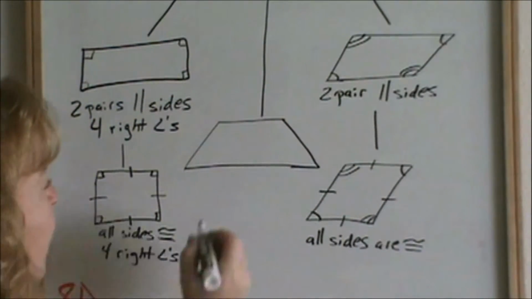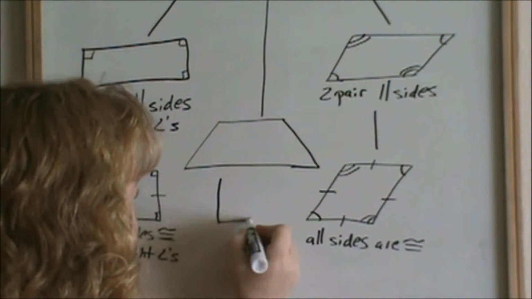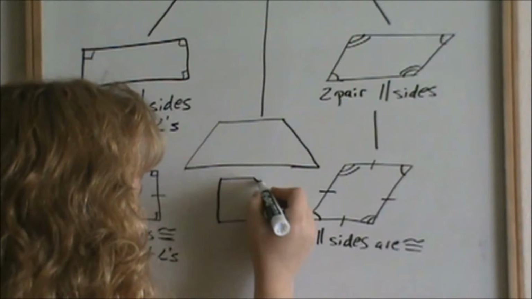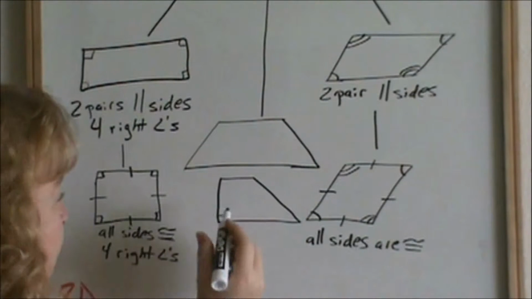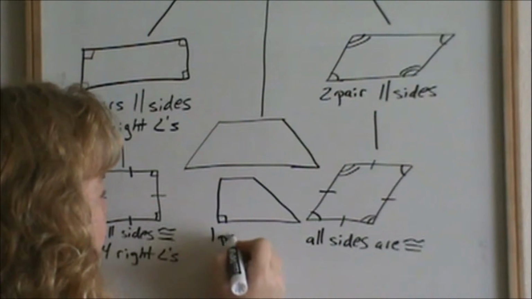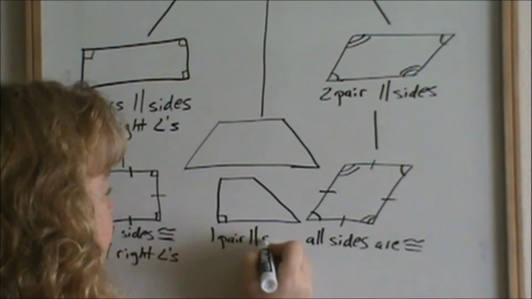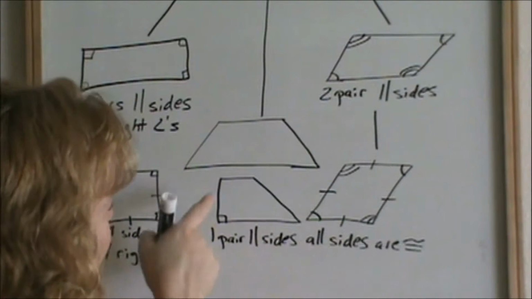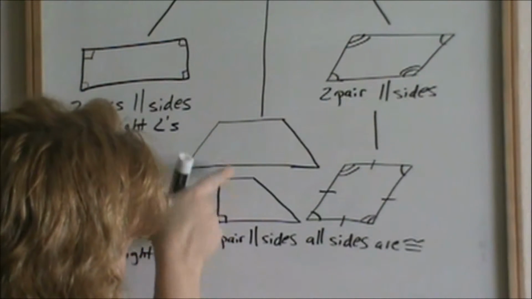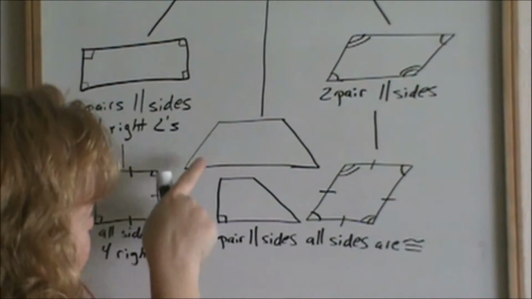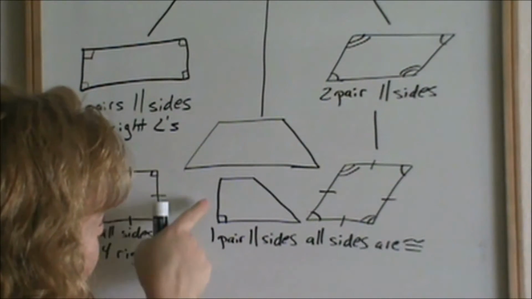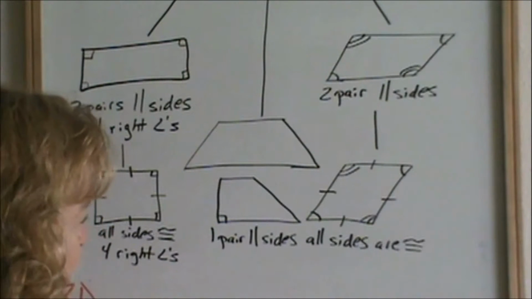That's a trapezoid. You could also have a trapezoid that has a right angle. Looks like that. In a trapezoid, you have one pair of parallel sides. You can see that this top and the bottom are parallel. This top and bottom are parallel. There's only one pair of parallel sides. These sides are not parallel. This side and this side are not parallel.